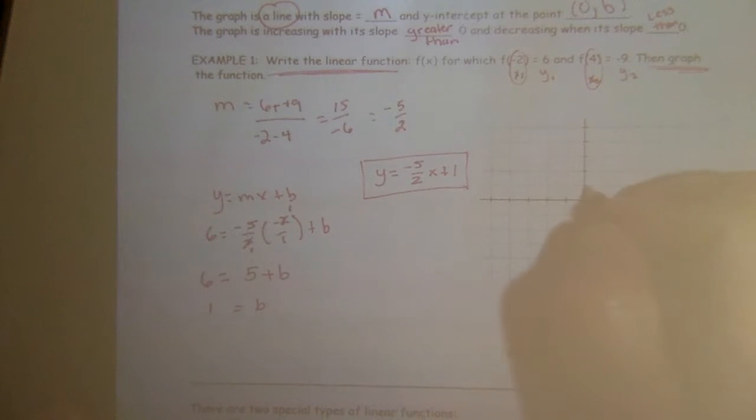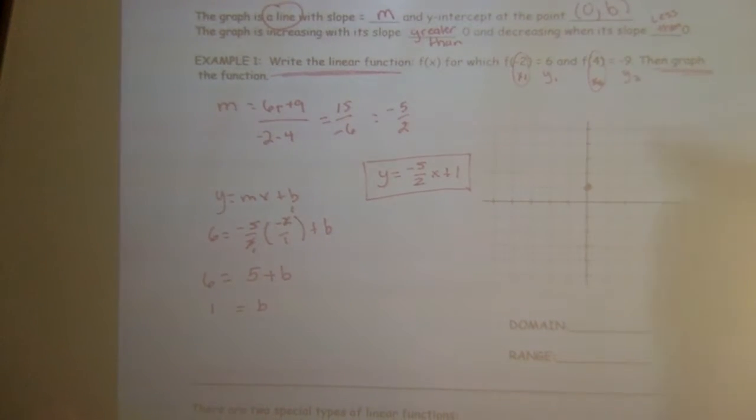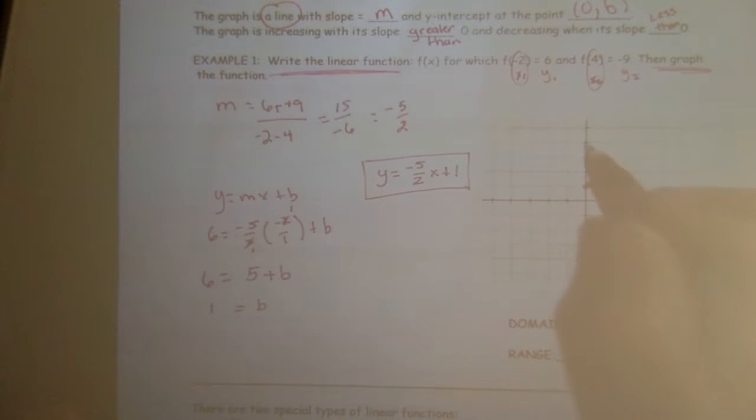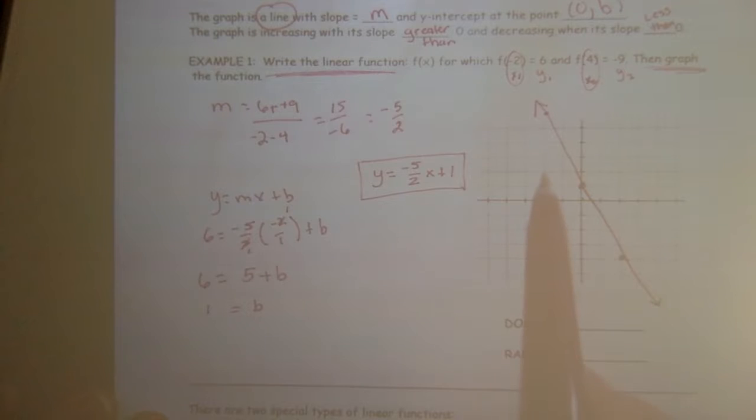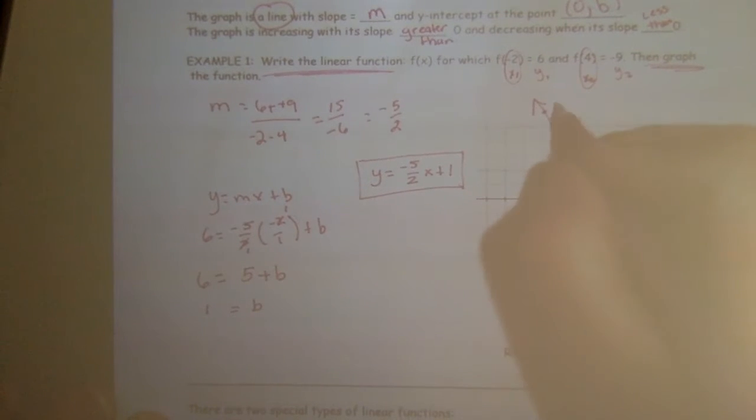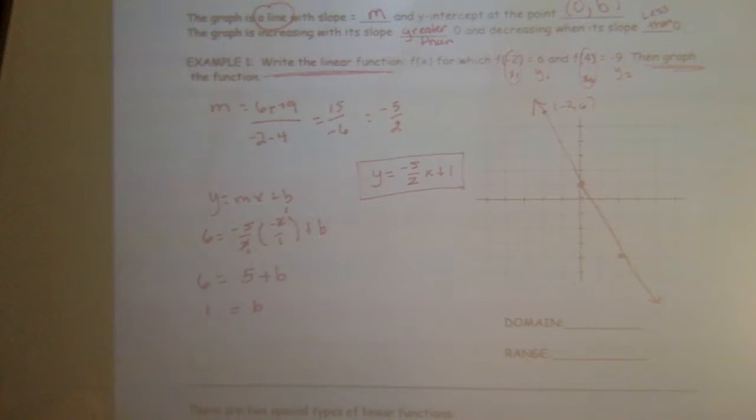So I have a y-intercept of 1 and a slope of negative 5 over 2. I could go up 5, I guess I can't because I'm going to run out of room. But I could go down 5, right 2. And you can see negative 2, 6 is on the graph. 4, negative 9, we're kind of off.